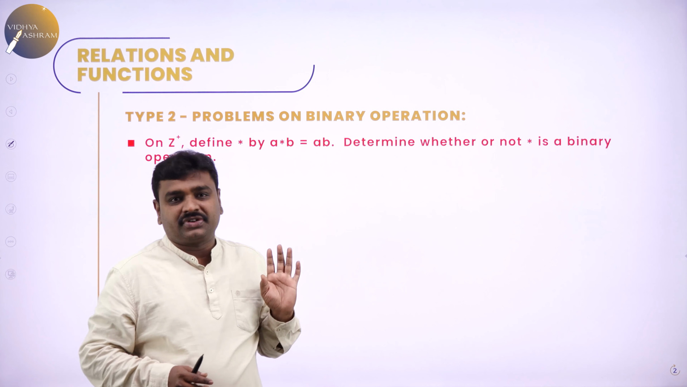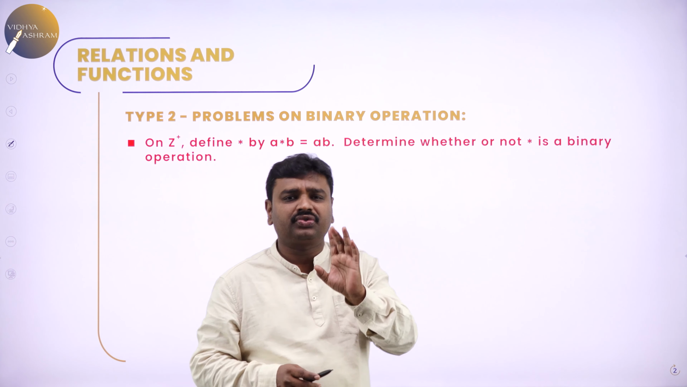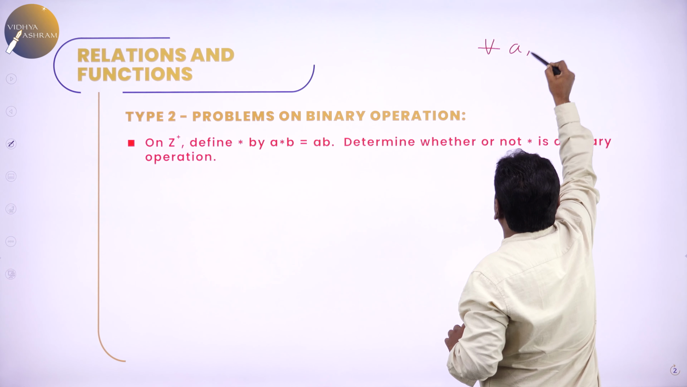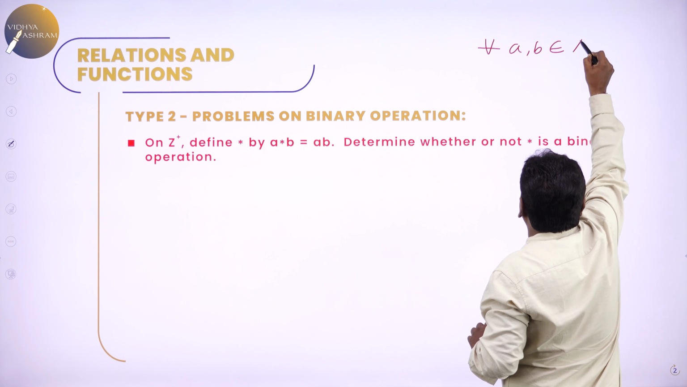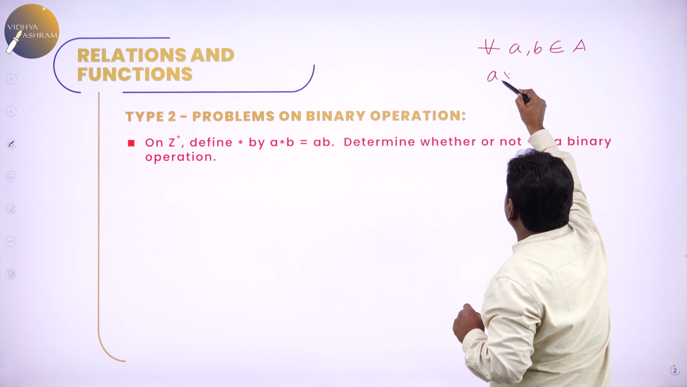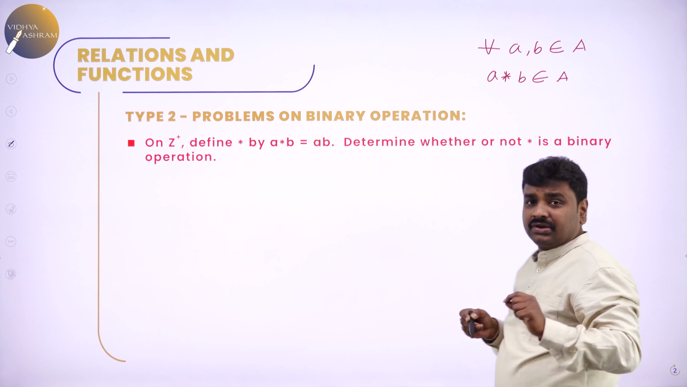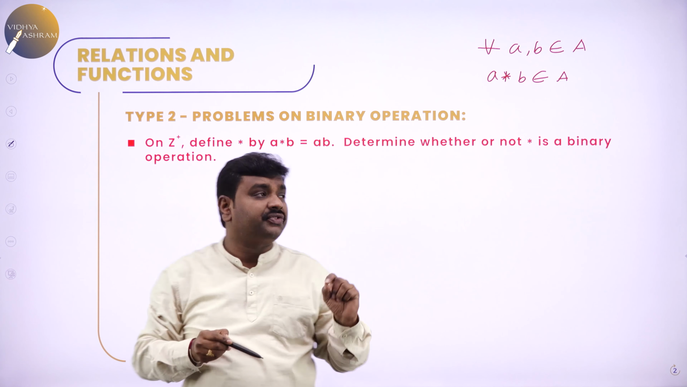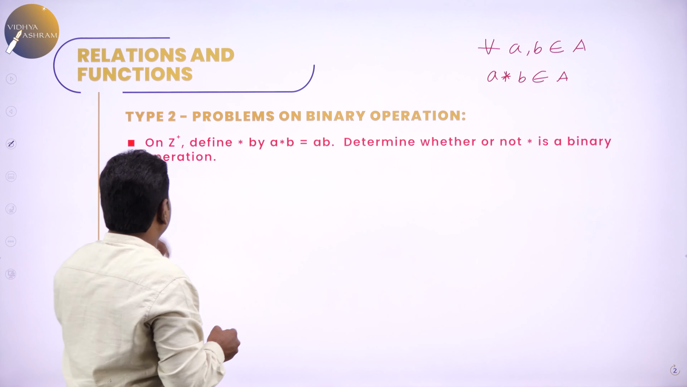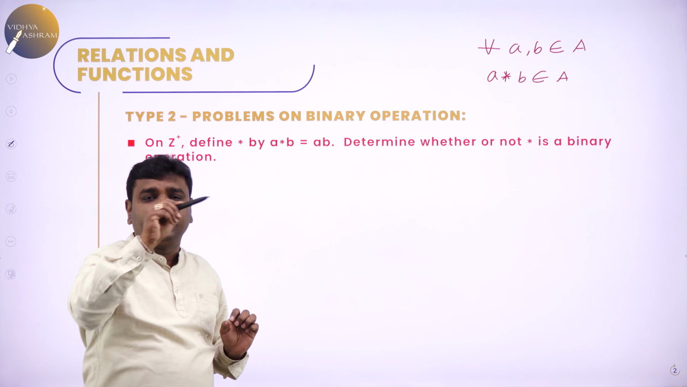See, first we will become thorough with the basics of binary operation definition. I told you two simple lines. The first line is you should take for all A comma B belongs to given set. If they give set A, take A, B belongs to set A and perform A star B. That result also should belong to the same set. For all A comma B belongs to given set, if A star B also belongs to same set, then star is a binary operation. So now if you read this question on Z plus means non-negative integers.